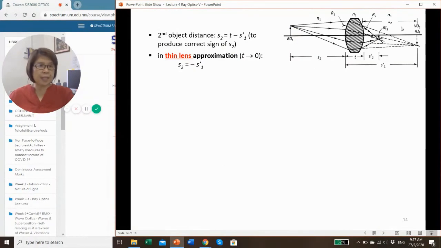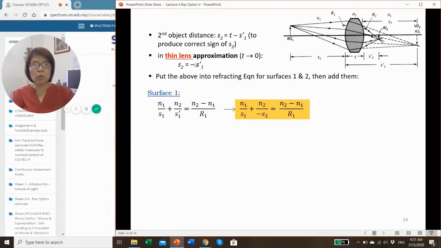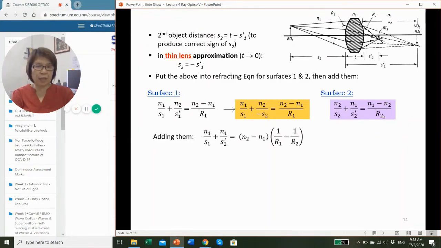Now, the second object distance, s2 here, would actually be t minus s1'. And in a thin lens approximation, we can take t to be close to 0. So therefore, s2 would then be equal to negative s1'. So let's put this relation into the refracting equations. So for surface 1, we can then substitute s1' with negative s2 here. And for surface 2, we have this equation here.